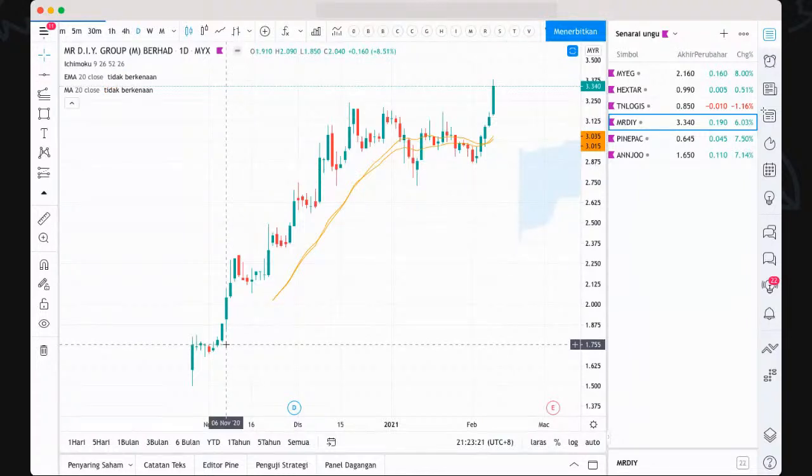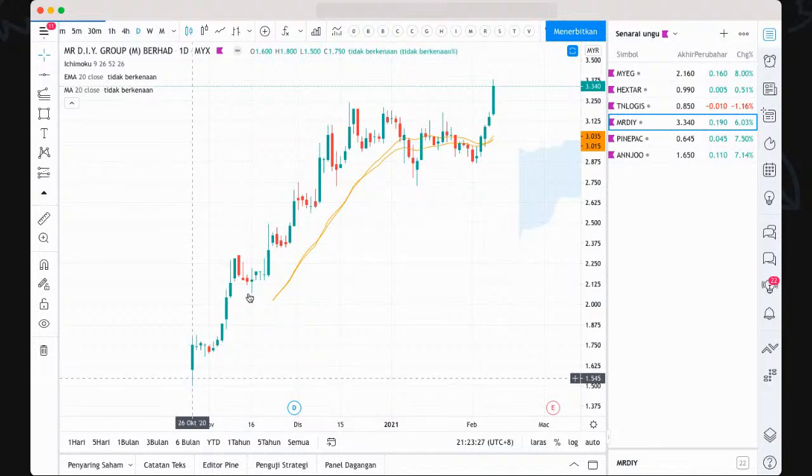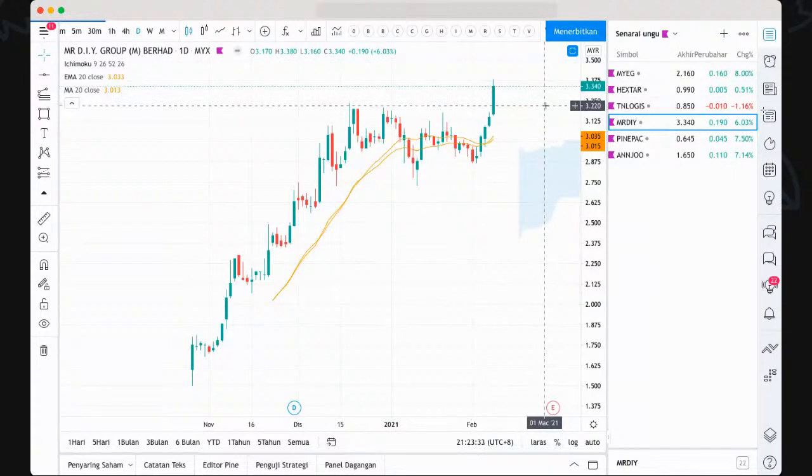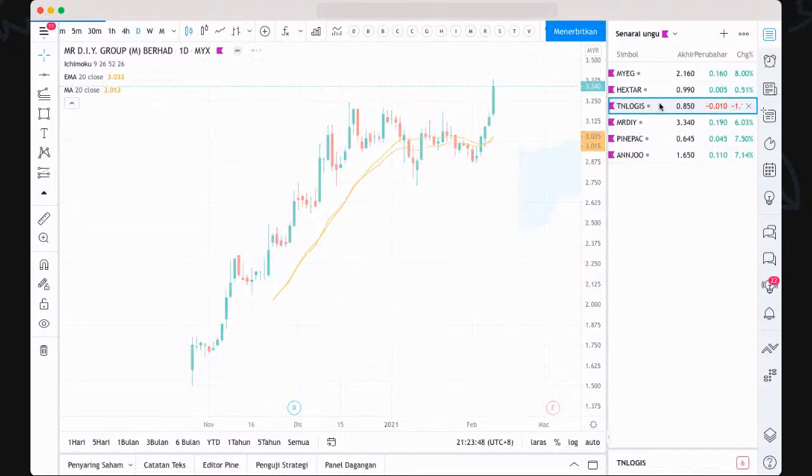And from Mr. DIY, there is a very clear series of accumulation here. It is a markup, accumulate, then continue with another series of markup. Same thing, you can use the previous high or around 3 ringgit 20 cent as your support. That is about Mr. DIY. All right, next is TN Logis.